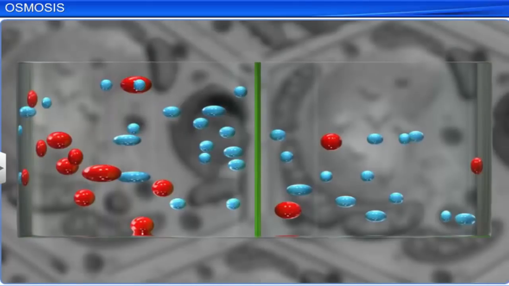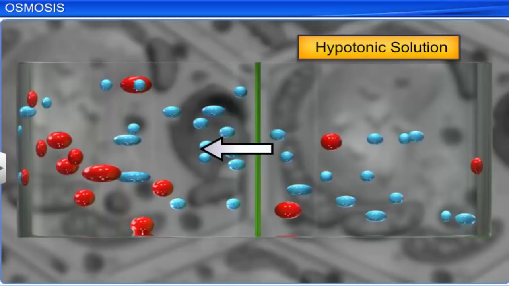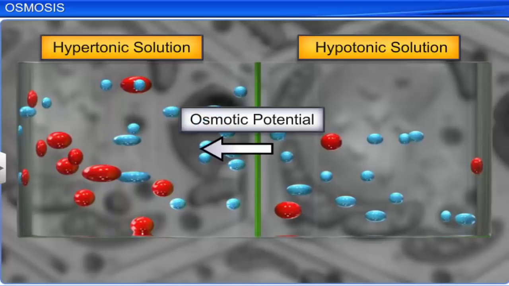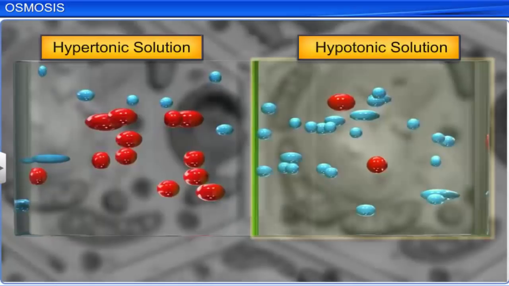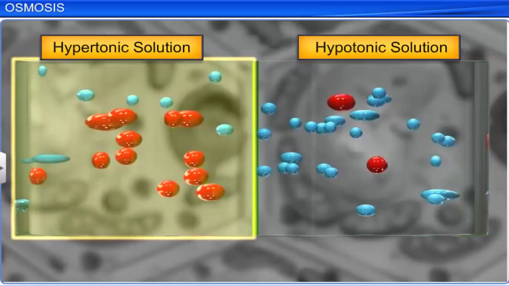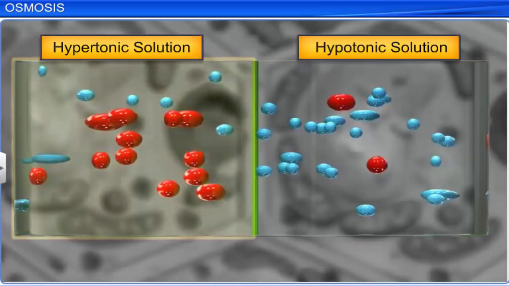Also, the potential of water molecules to move from a hypotonic solution to a hypertonic solution across a semi-permeable membrane is called osmotic potential. A hypotonic solution is a solution that has more water and less solutes, whereas a hypertonic solution is one that has less water and more solutes.